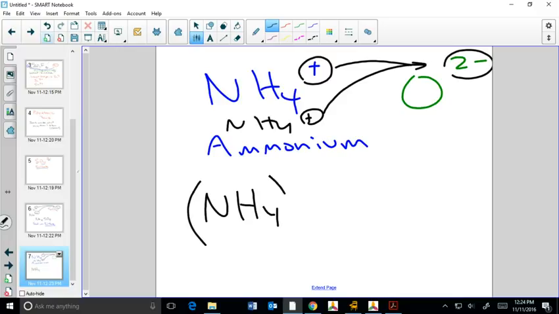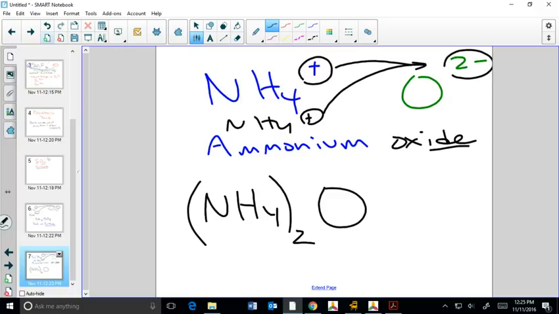So I put it in parentheses. Since I need the whole thing, I need 2 of them. And I put an O on the end. The name of this would, of course, be ammonium oxide, where I'm taking still the same rules. Since this is a regular monoatomic, it's not a polyatomic ion, it's just oxygen, I still use "ide" on the end. So this is a way that you can take and put these polyatomic ions with regular ions.